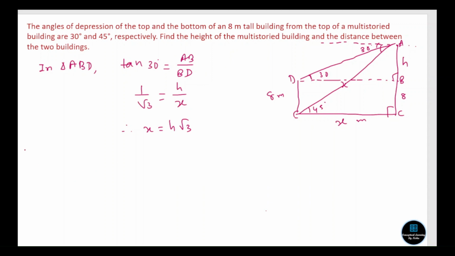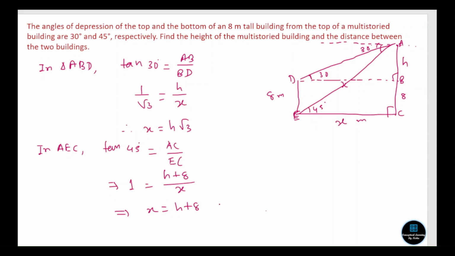Keep that aside. Take the other triangle. Which triangle? Triangle ABC. Sorry, I have to take this as E, right? Okay. So AEC, tan 45 degree equals AC upon EC. Now tan 45 is 1. So 1 equals, AC is h plus 8. EC is x. So we can say x is equal to h plus 8. Now substitute this value and simplify it.